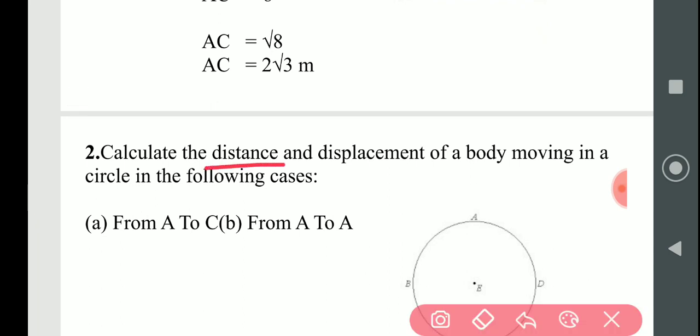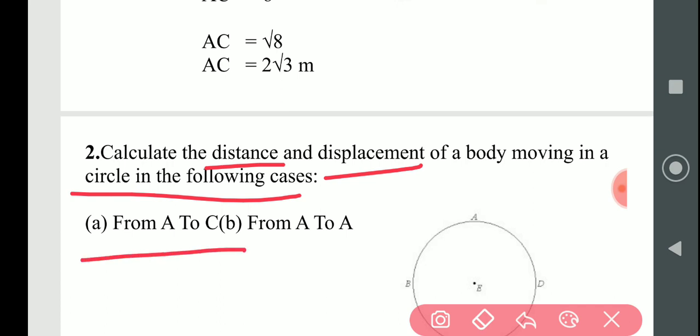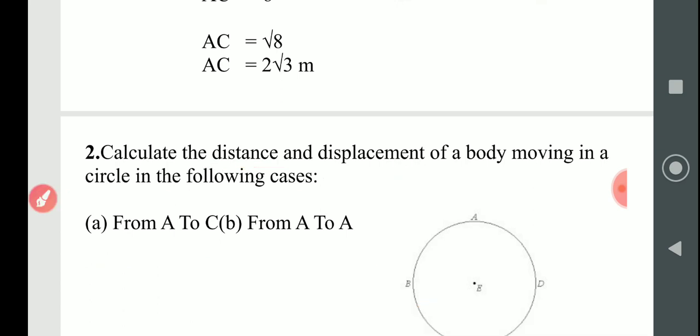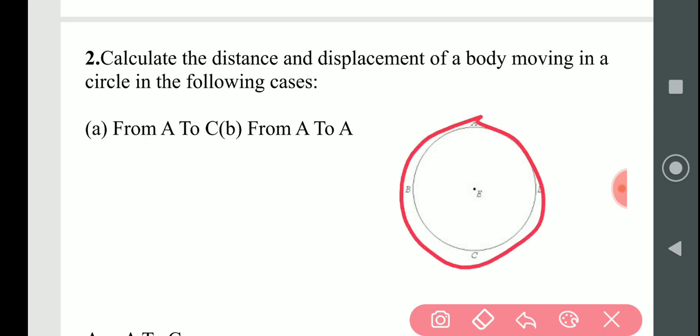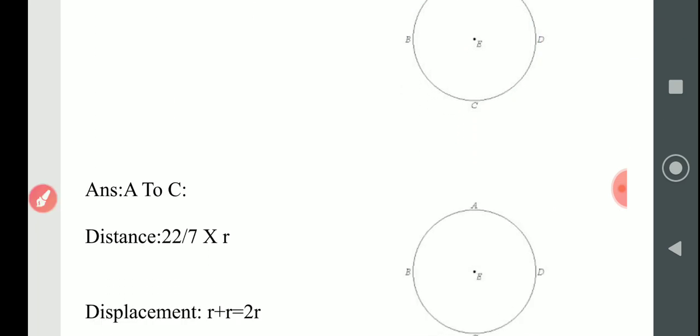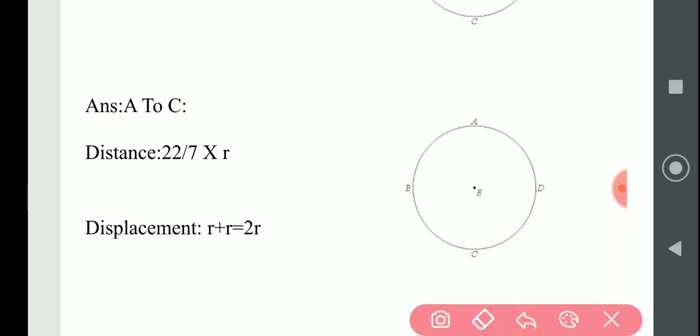Calculate the distance and displacement of a body moving in a circle in the following cases. A, from A to C. B, from A to A. So in this question, circle ABCD is given in which E is the center of the circle. Let's discuss the first case, from A to C. When we go from A to C, it takes half of the circle.